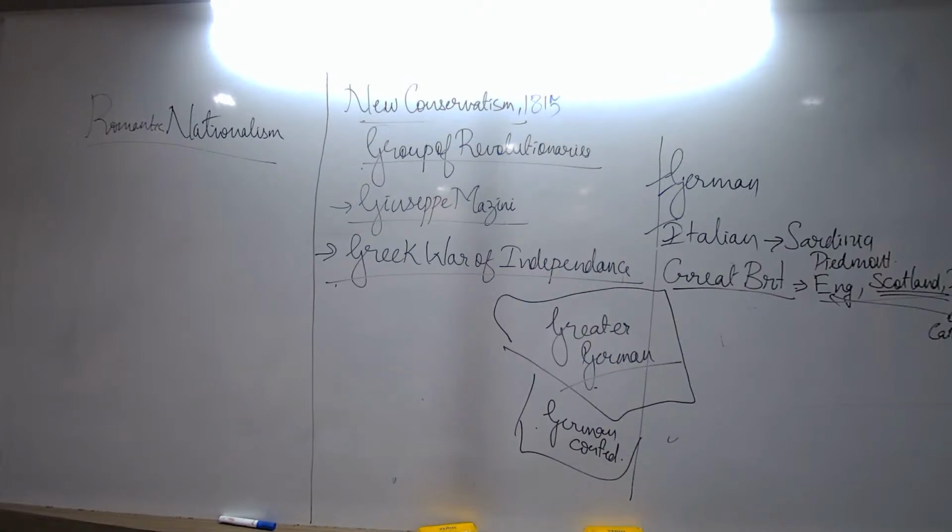Symbols of the New Britain, the British flag. Union Jack. Everybody knows the Union Jack, right? Because our pictures still show it. India was under it before. Union Jack. And the national anthem.